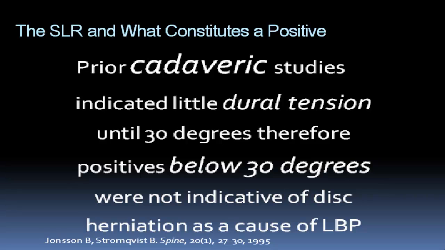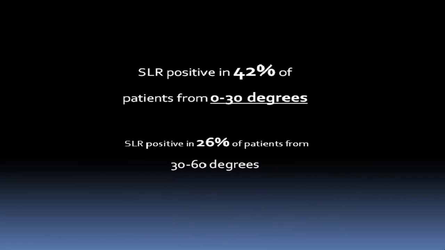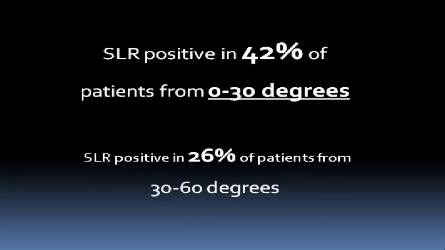Later, a study by Johnson et al. in Spine compared the positive SLR findings on patients with known radiculopathies and recorded the range of motion in which it was positive. The SLR was positive in 42% of patients between 0 and 30 degrees, and was positive in only 26% of patients between 30 and 60 degrees. Now, given the SLR is one of the key tests used for lumbar radiculopathies, using the common direction of a positive below 30 degrees as not an indicator of radiculopathy would be incorrect in almost half of cases.